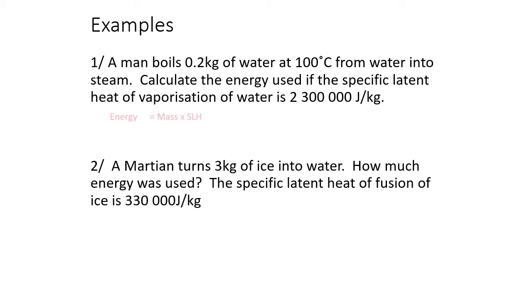Well, first we write the equation. So we know that the energy is the mass times by the specific latent heat. And the mass we've been given is 0.2 kilograms. The specific latent heat of water is 2,300,000. So if we multiply these two together, it tells us that the energy required to cause this change of state is 460,000 joules.